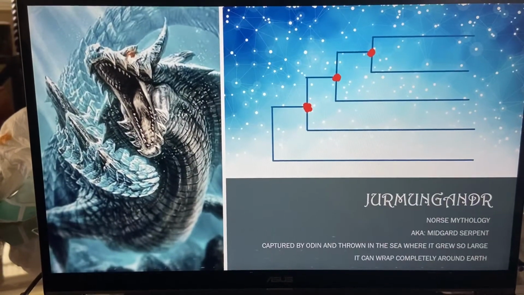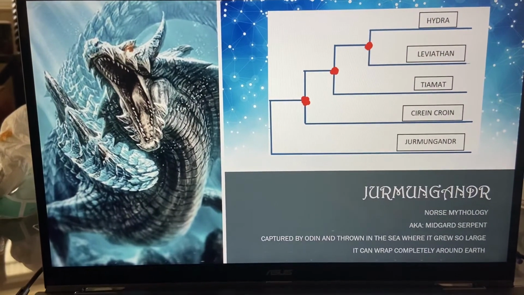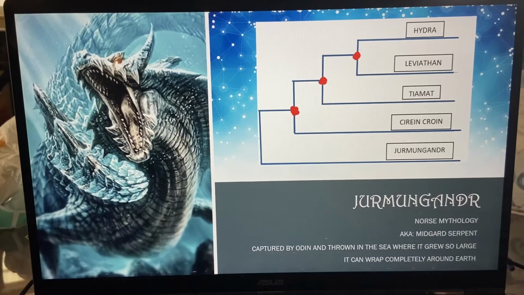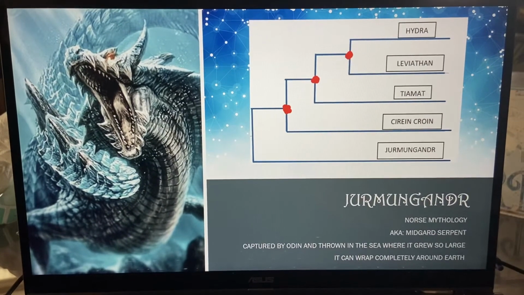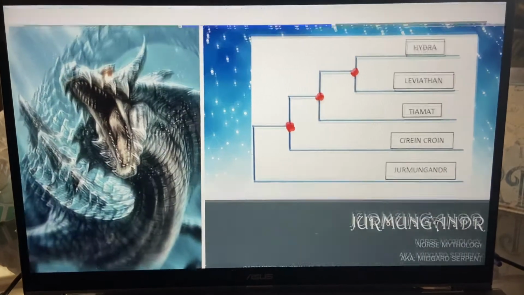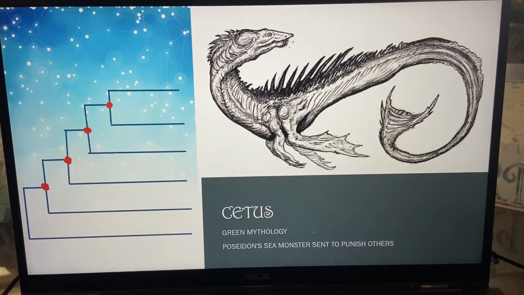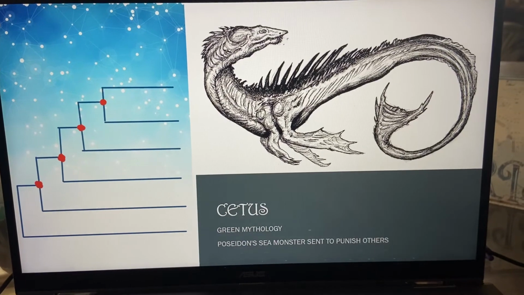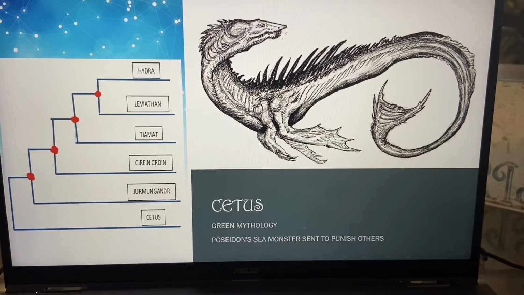From there, we have the Jormungandr, which shows another internal node with another split. And you can see that this species is actually starting to grow more limbs. From there, we have Cetus, which continues to grow more limbs, it appears, and so we have another internal split.